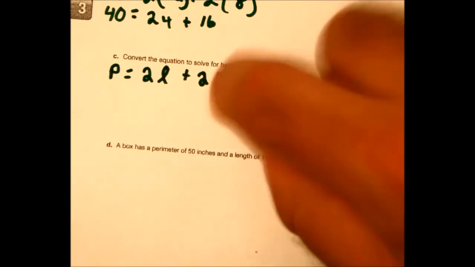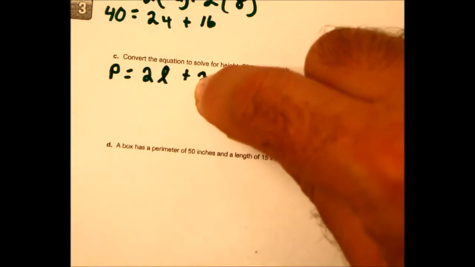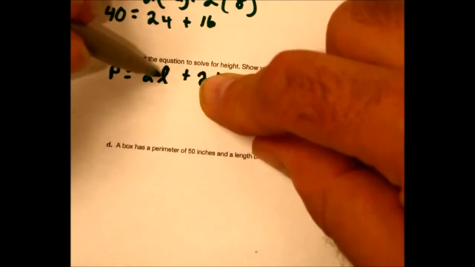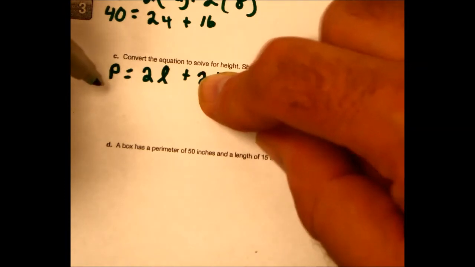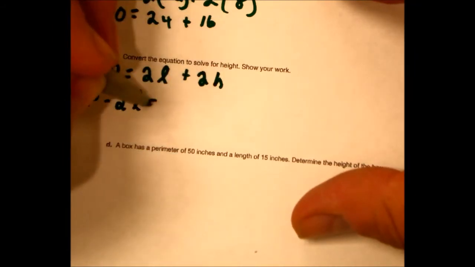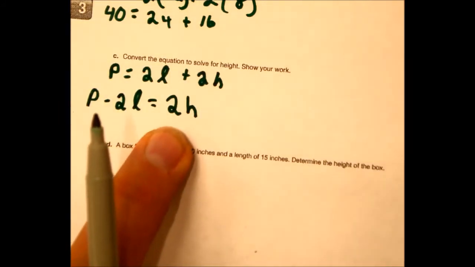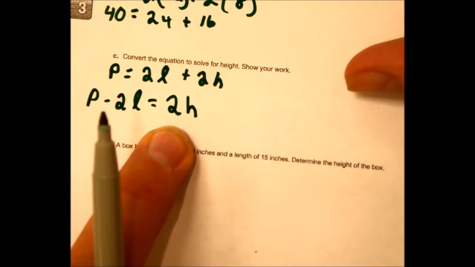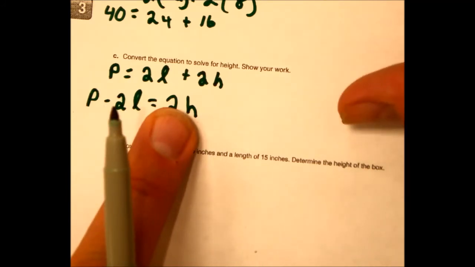That means I have to get height by itself. That means I have to move everything but the H. So I'd move 2L. And the rule is when you move across the equal sign, it changes to the correct signs. So I have P minus 2L, because it moved over the equal sign, equals 2H. And then the last thing I get rid of is the number next to the variable. Okay? And I get rid of that number. This is a multiplication problem, so I get rid of it by dividing.